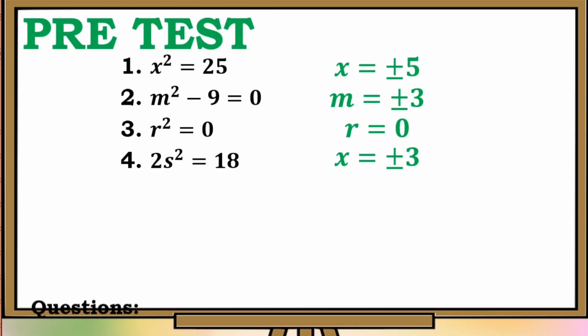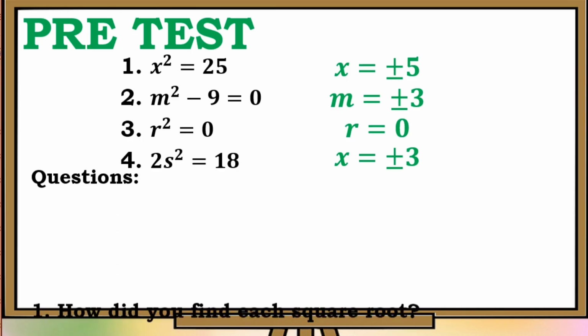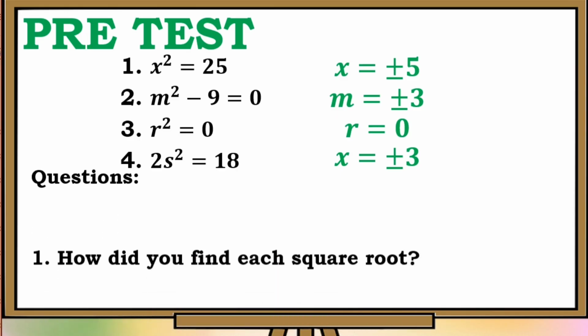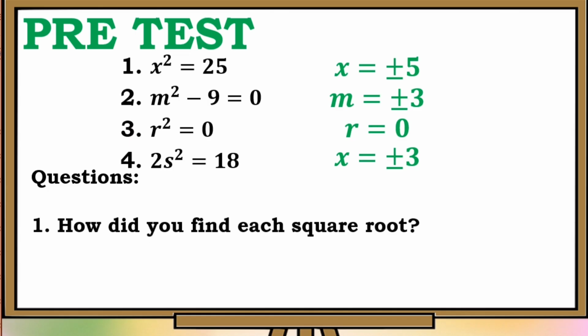How did you find each square root? Find the square root of a number if the number is a perfect square like 1, 4, 9, 16, 25, and so on. Just find the number that multiplies by itself to give the original number. For example, number 1 is the square root of 25, so it gives you 5. So 5 times 5 is 25.